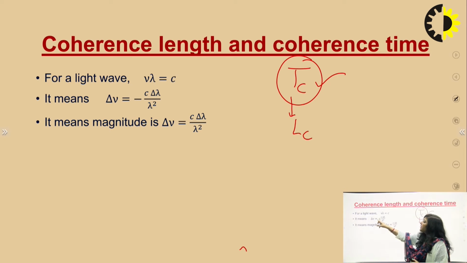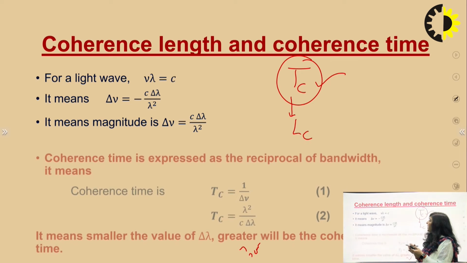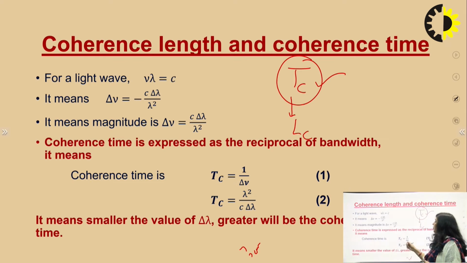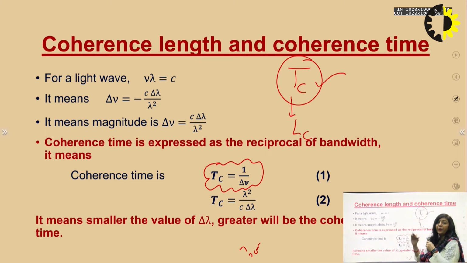So from here you can see that delta nu is equal to minus C delta lambda upon lambda square. If you write the magnitude of this delta nu, that is the bandwidth here. This magnitude is C delta lambda upon lambda square. So basically this coherence time is the inverse of this bandwidth. You know the relationship between frequency and time. So the coherence time of any light source is actually the reciprocal, the inverse of the bandwidth of the source.